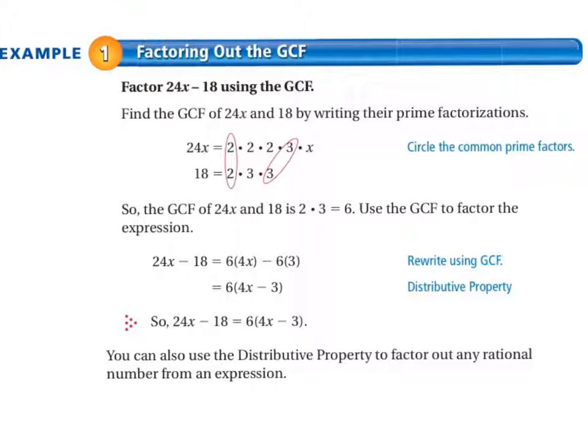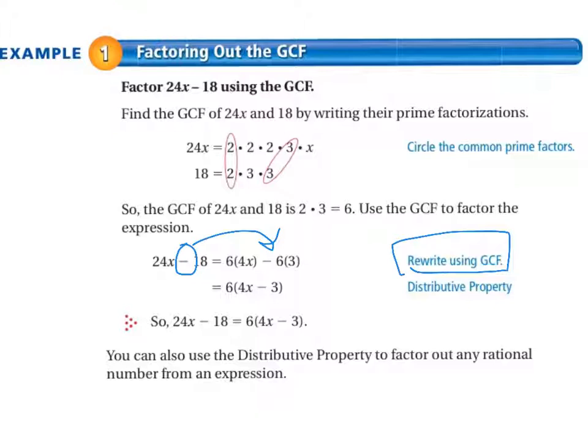And then you multiply those. So the greatest common factor of 24x and 18 is 2 times 3, which equals 6. And then you're going to use the greatest common factor to factor the expression. So it says rewrite using the greatest common factor. And so 24x equals 6 times 4x, and 18 equals 6 times 3, and then there's a subtraction sign in between them, so that's what you put between them. And then 6 times 4x minus 6 times 3 equals 6 times (4x minus 3).